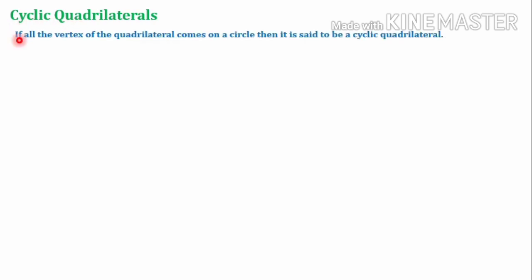Next we shall discuss a new term, that is cyclic quadrilaterals. Quadrilaterals we have already studied in the smaller classes, that is a closed polygon having 4 sides. Cyclic, in the sense, something related to circles. Here, if all the vertices of a quadrilateral lie on a circle, then it is said to be a cyclic quadrilateral. All the vertices means in a quadrilateral there are 4 vertices. If all these 4 vertices are on the circumference of a circle, then it is said to be a cyclic quadrilateral.